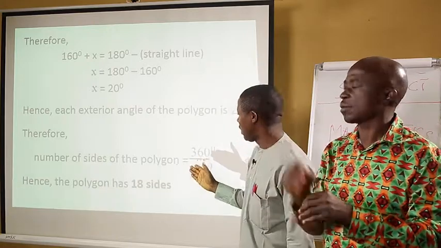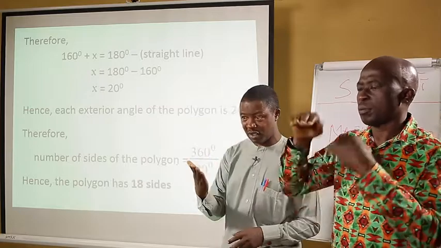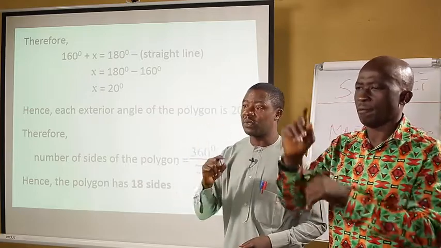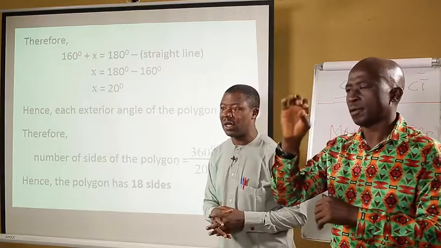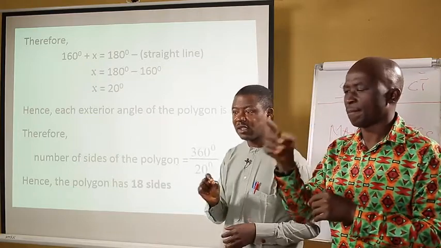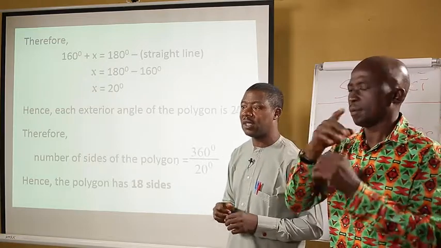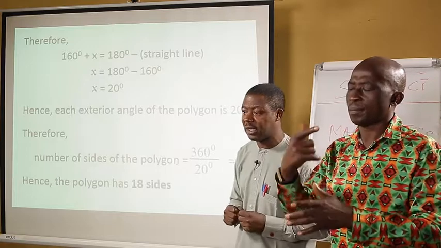How many of 20 degrees are contained in 360 degrees? The number of sides of the polygon will be the sum of the exterior angles, which is 360 degrees, divided by the value of one, which is 20 degrees. And 360 degrees divided by 20 degrees will give us 18, which shows the polygon has 18 sides.